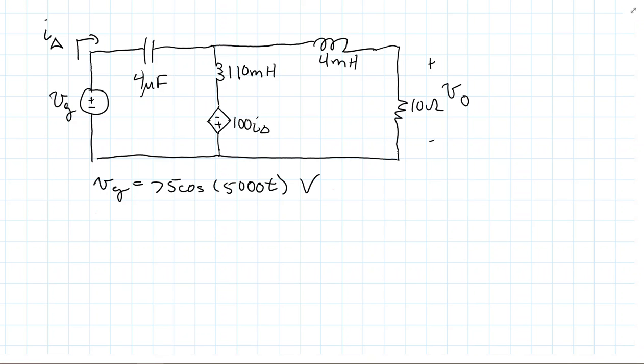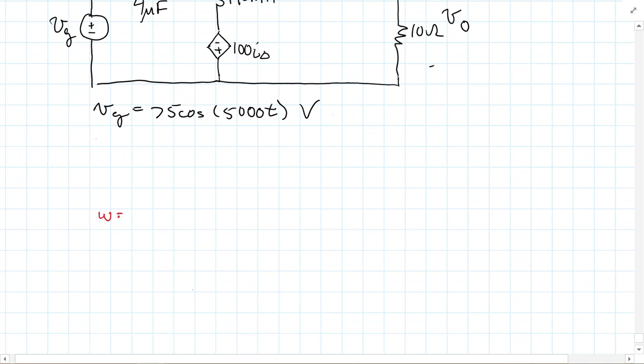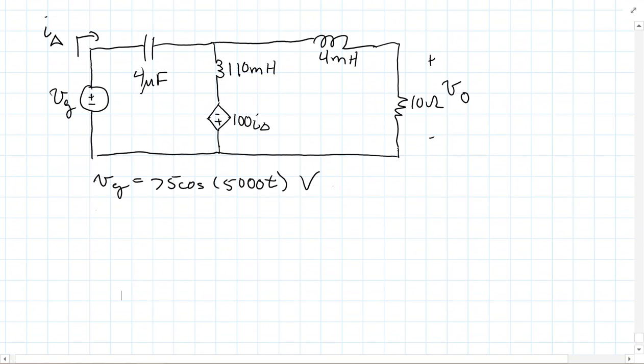So how do we tackle this? Well, of course we know we need to put everything into phasor notation. So we know that omega is just 5,000 radians per second. And then if we want to convert Vg to a phasor, we know this is just 75 at an angle of 0 degrees, which is the same thing as just 75 volts, which is convenient.